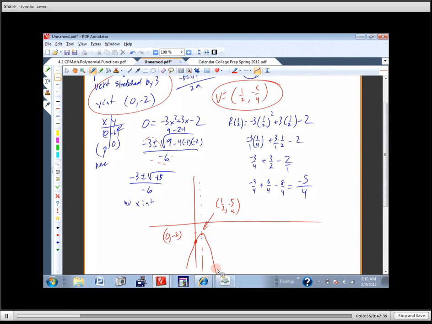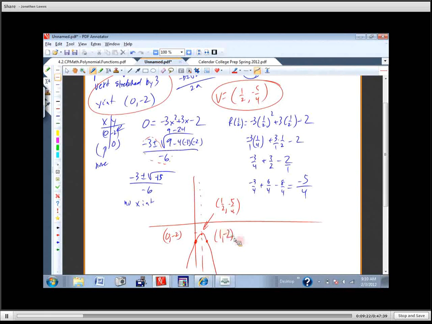My question for you is, we don't have to plug in points to find another point because of this axis of symmetry. If I know where this one is, I know where that one is. How far is this point away from the axis of symmetry? 1/2. So if I'm at 1/2 here and I go another half, where would this be? This would be at 1, and I know the y-coordinate because it's level with the other one. So that's going to be (1, negative 2). Any questions there?